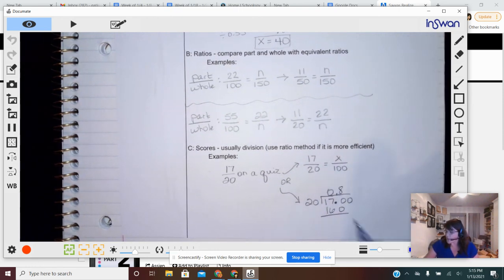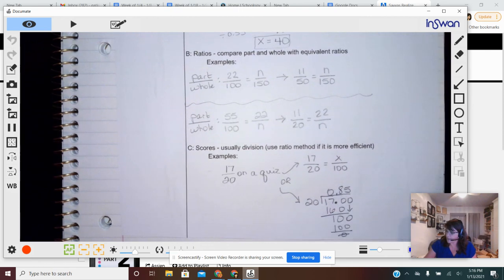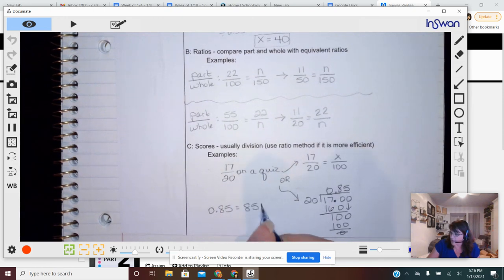Now, I purposely showed it to you that way because I wanted to show you that it's okay to think the way you think. Now subtract. 20 fits into 100 5 times. 0.85 equals 85%. 85 hundredths. 85 per 100. 85%. Now, I'm going to have you guys play with some of these on try problems, and I can't wait to see you in class.